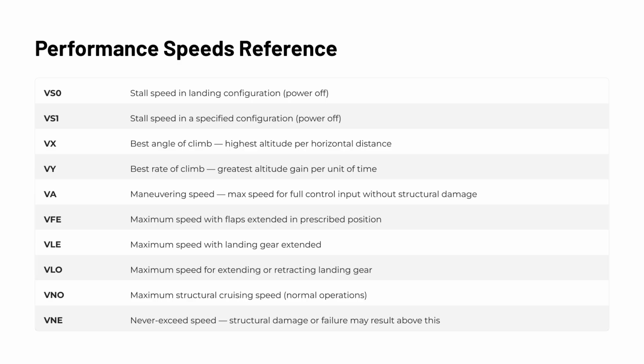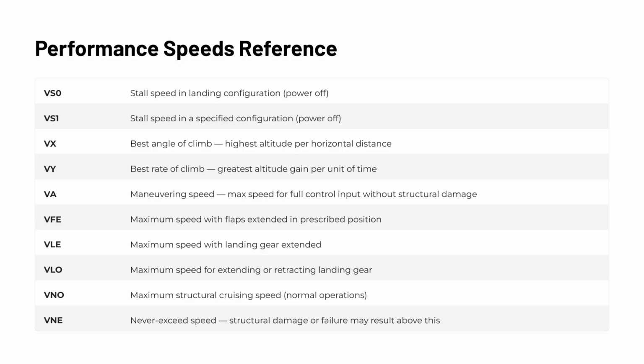At or below this speed, you can apply full control inputs without risking structural damage. Above VA, aggressive or combined control movements can overstress the airframe. VFE, VLE, and VLO govern your flap and landing gear operations. Exceed these speeds with systems extended or in transition, and you risk mechanical damage. Always check these before configuring the aircraft.